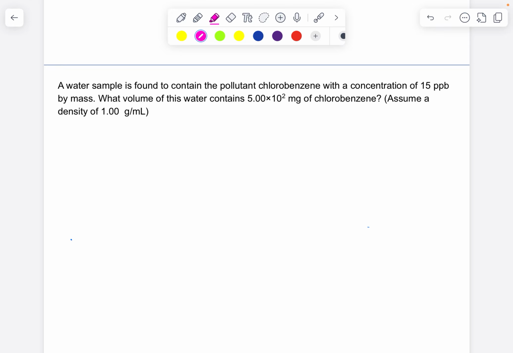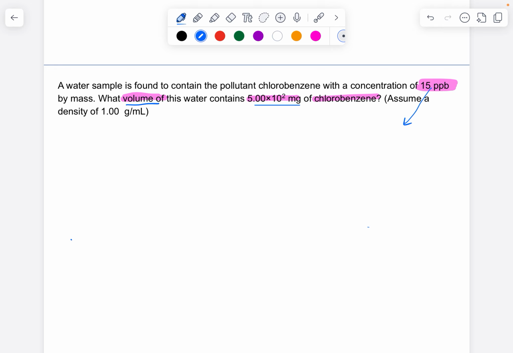So this one, it's giving you a certain mass of this solute, chlorobenzene, and it's asking for volume. We can assume this is in milliliters just because that's easier. They don't specify either. And then they're telling you a concentration of 15 parts per billion. So just like the one above, because they're starting you with a number with a single unit and ending with a single unit, you know that you're going to be using this as a conversion factor, not starting with it.